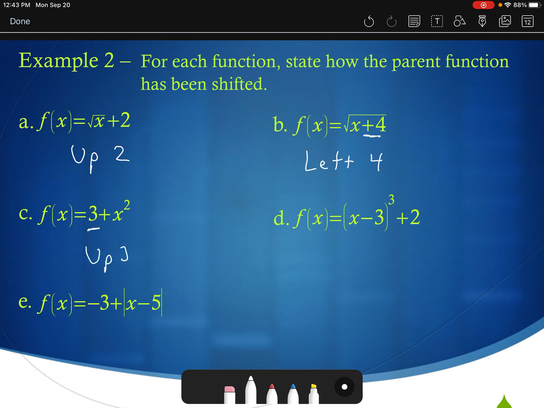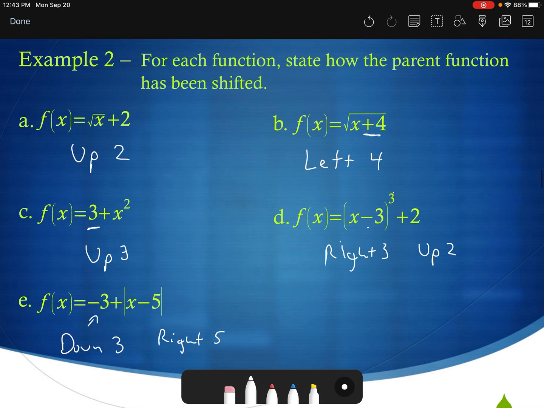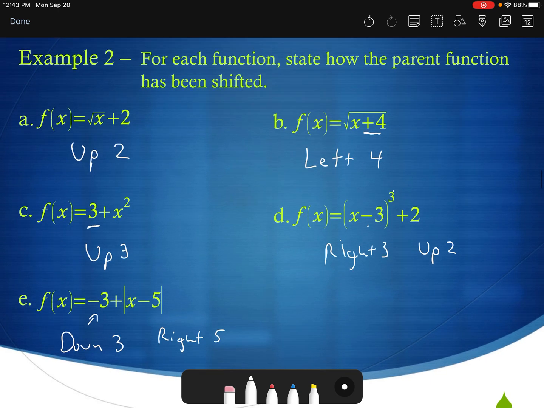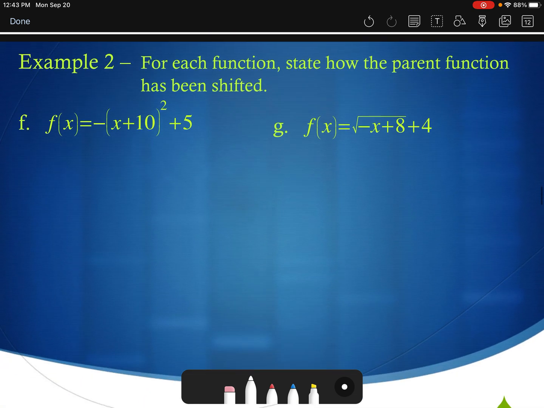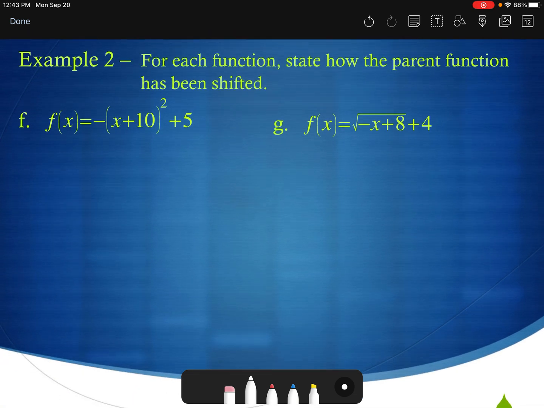Again, parabola, it's going to be moved up 3. Okay, a cubic, but it's inside the cube, so that means it's right 3, but this is still up 2. This obviously is down 3 and right 5 because it's within the function itself. Then we're going to do the opposite of what the sign tells us to do. Again, I'll let you freeze that and digest it as we move on to the next functions.